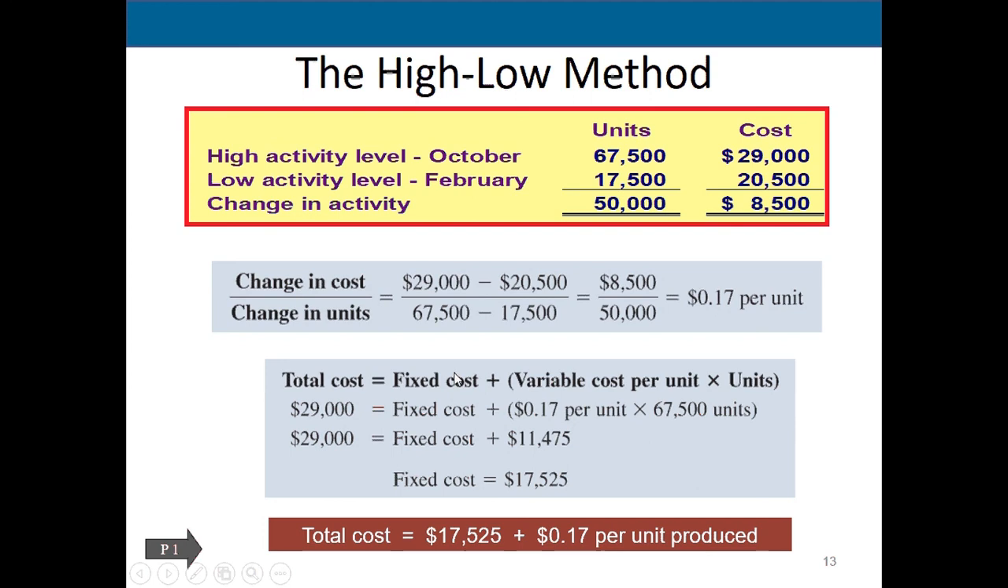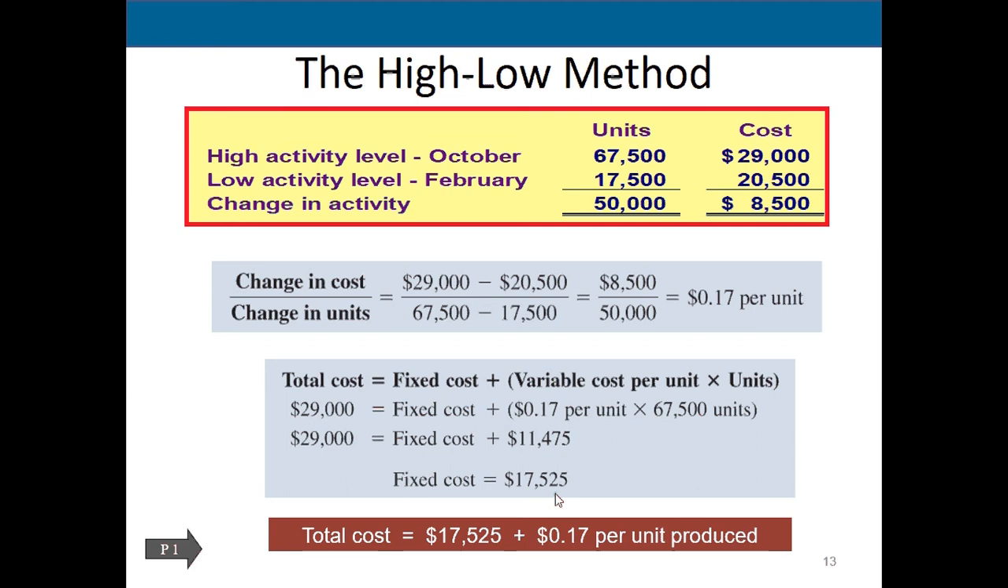We know that at the high point, total cost is $29,000. There it is. And that total cost equals fixed cost plus variable cost. Well, how do we ever figure out the total variable cost? If it's 17 cents per unit and we did 67,500 units, that's 11,475. I just do that math, right? 17 cents per unit. If I did 67,500 units, that makes sense. Okay, so now it's just algebra, right? 29,000 equals fixed cost plus 11,475, which means that we take 29,000 minus 11,475 and fixed cost must be 17,525.